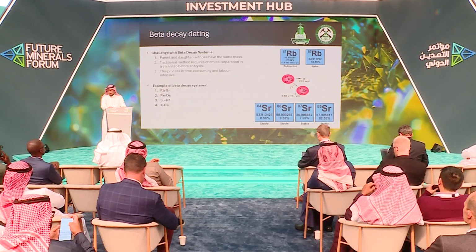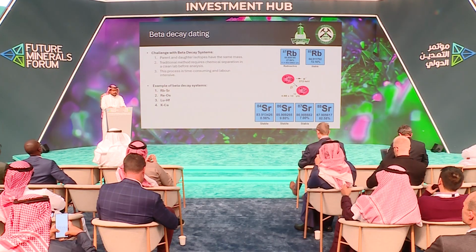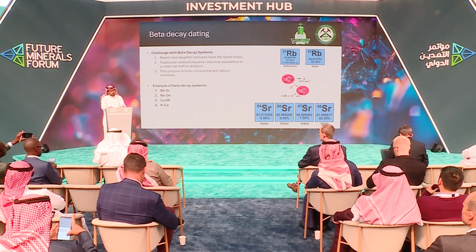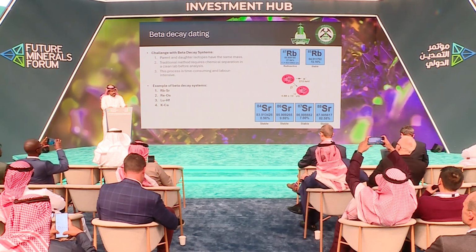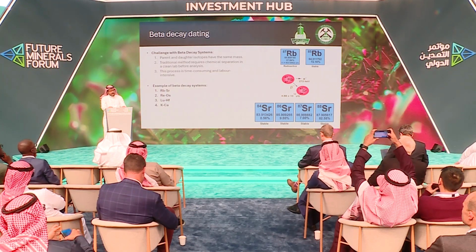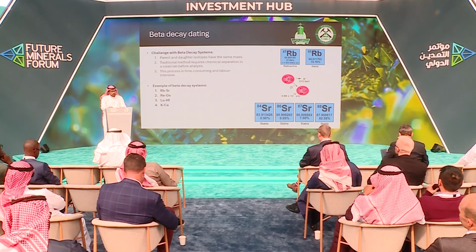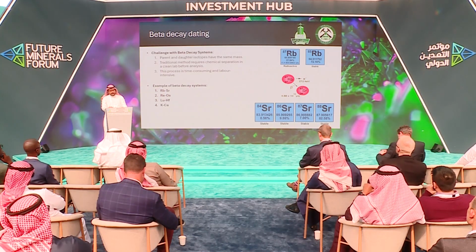Now let's talk more about beta decay systems. These systems are characterized by their long half-lives, and they are useful for determining the age of ore deposits and the timing of events that formed them. As I said, the challenge with these isotopes is that both parent and daughter isotopes have the same mass number, and the mass spec cannot distinguish between them. Until recently, most of these systems were inaccessible for routine in-situ analysis.